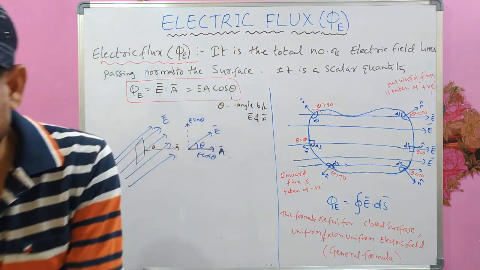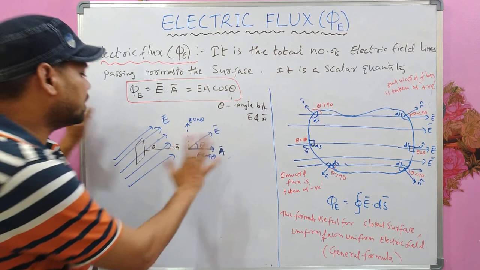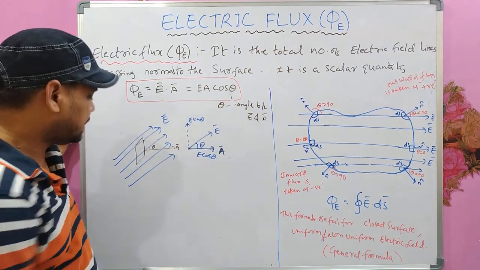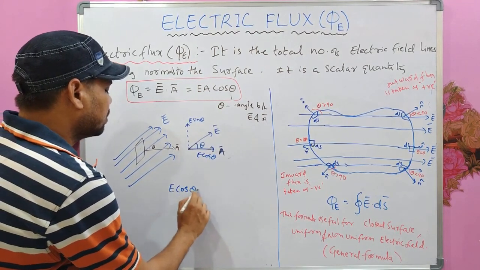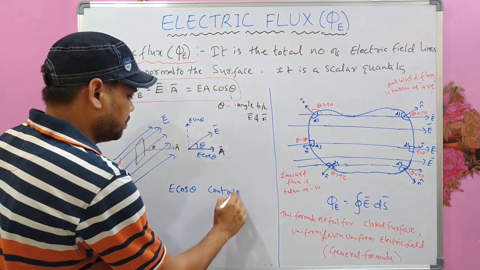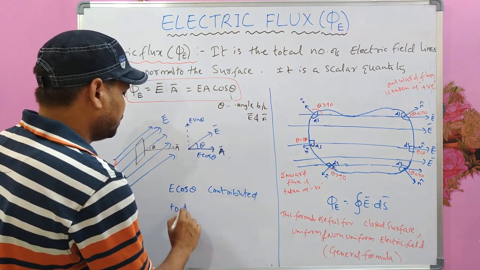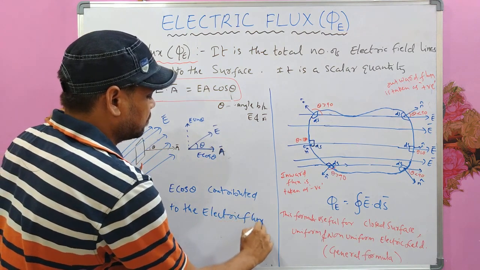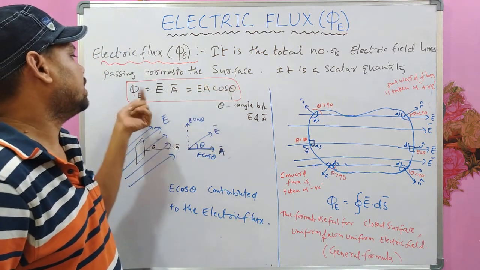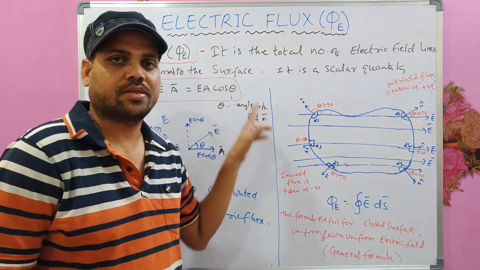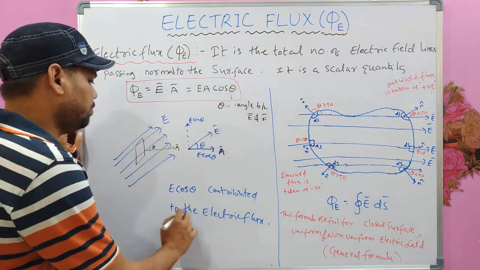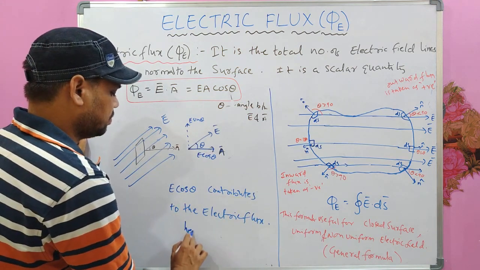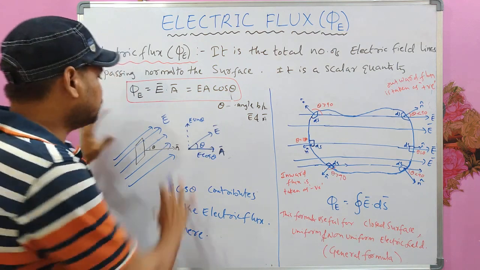Okay, so in this way you have to resolve it for other angles between E and A. So here E cos theta contributes to the electric flux. This is the reason actually we have E cos theta here. So E cos theta contributes to the electric flux. So this is for 2D surface.